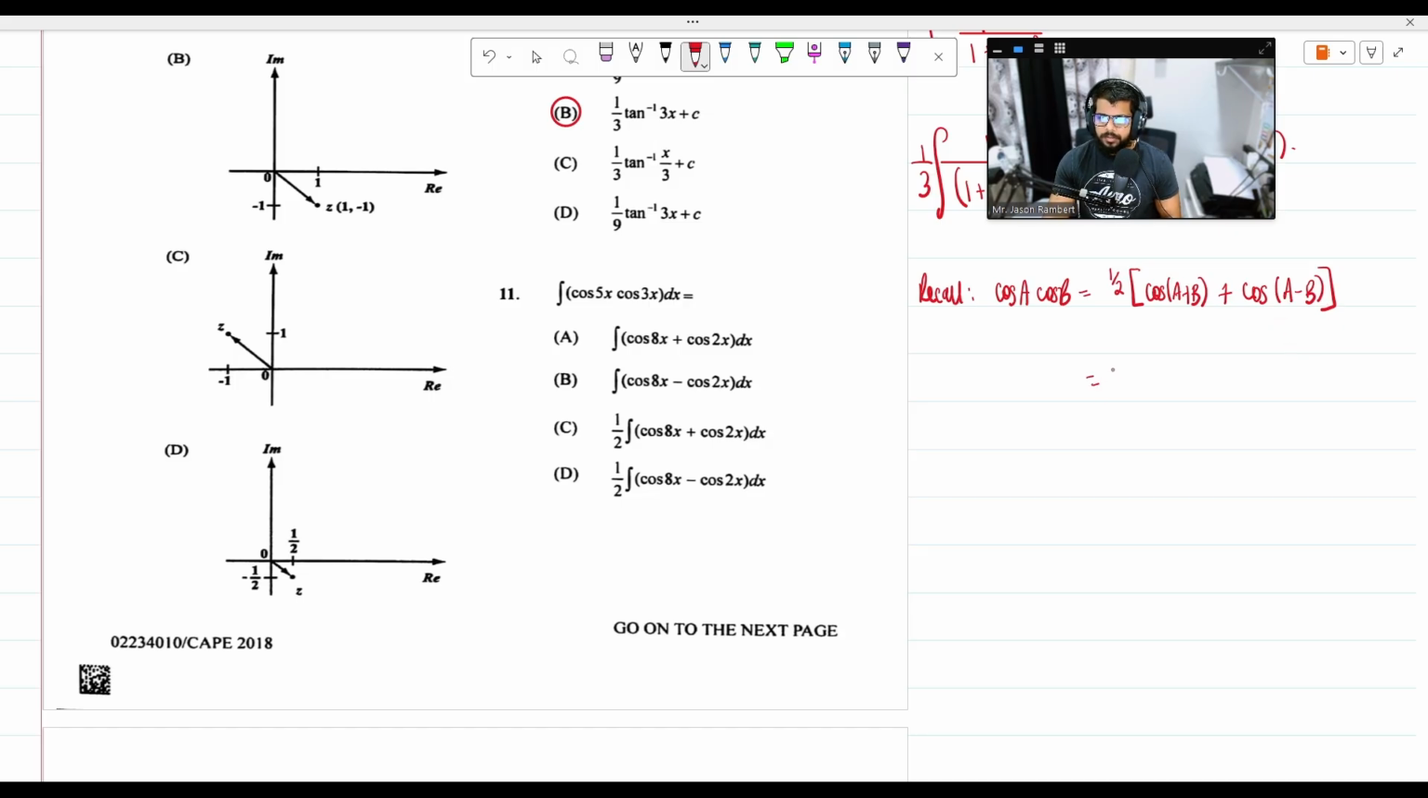This is equal to, we're going to have cosine 5x cosine 3x. That's a half cosine. A plus B is 5 and 3 is 8. A half cos 8x plus cosine 5 minus 3 is 2x. And then, oh, we don't even have to integrate it. They just want to know what it is equal to. So it's a half cos 8x plus cos 2x. So the answer is C.